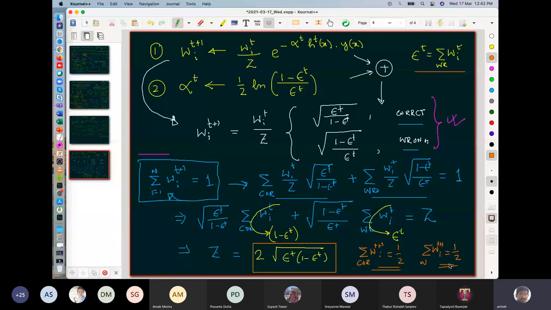Agreed? So that was a drastic innovation, because now see, what do we want? Whatever way you change the weight, the exaggeration would be such that the wrong points' weighted sum should be half. Did you get it? I mean, where did the simplicity come from?